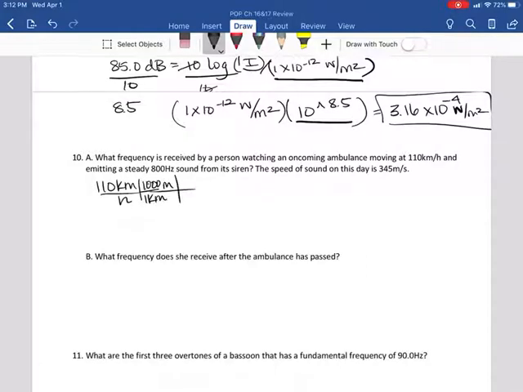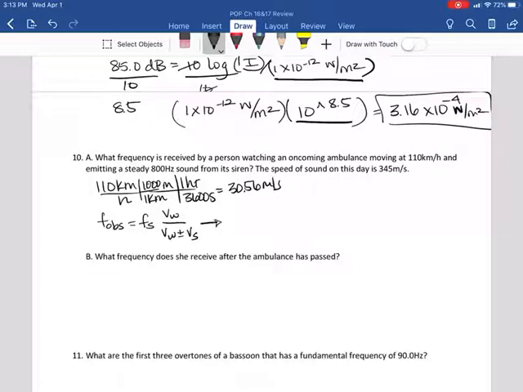So if you did convert that, then you would get 30.56 meters per second. That's sort of the first step. Okay, so now this is saying received by the person that's watching, so the observer. So the frequency of the observer is equal to the frequency of the source times the wave velocity divided by the wave velocity plus or minus the velocity of the source.